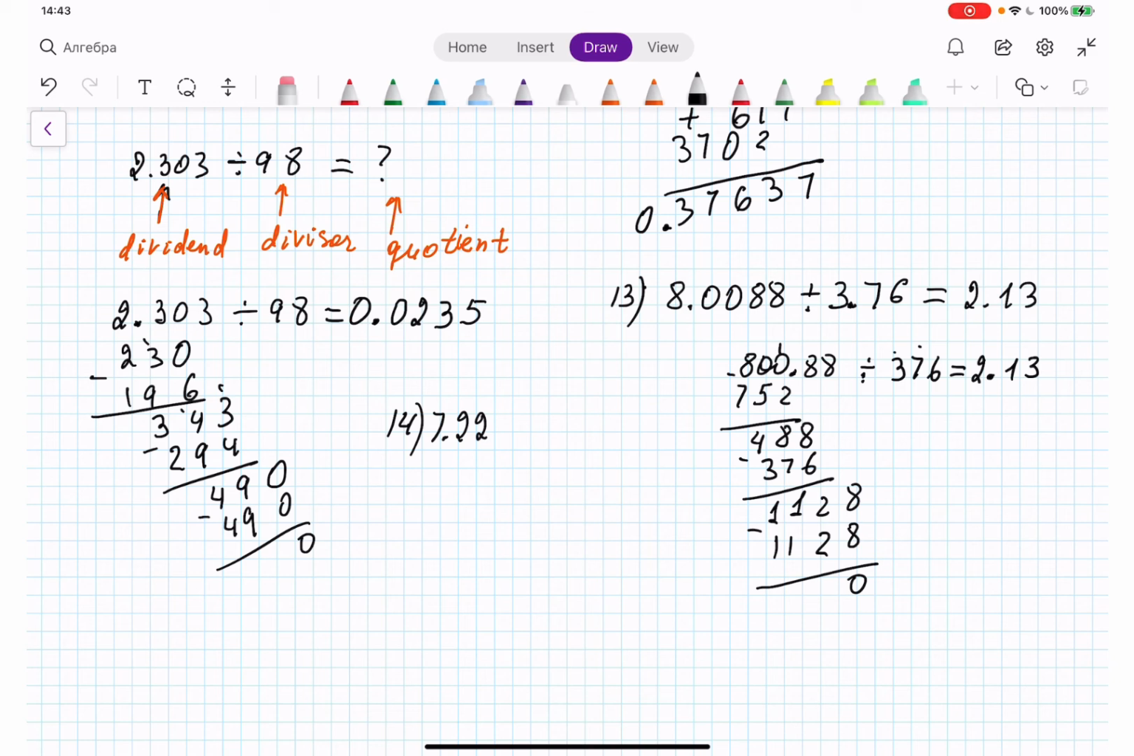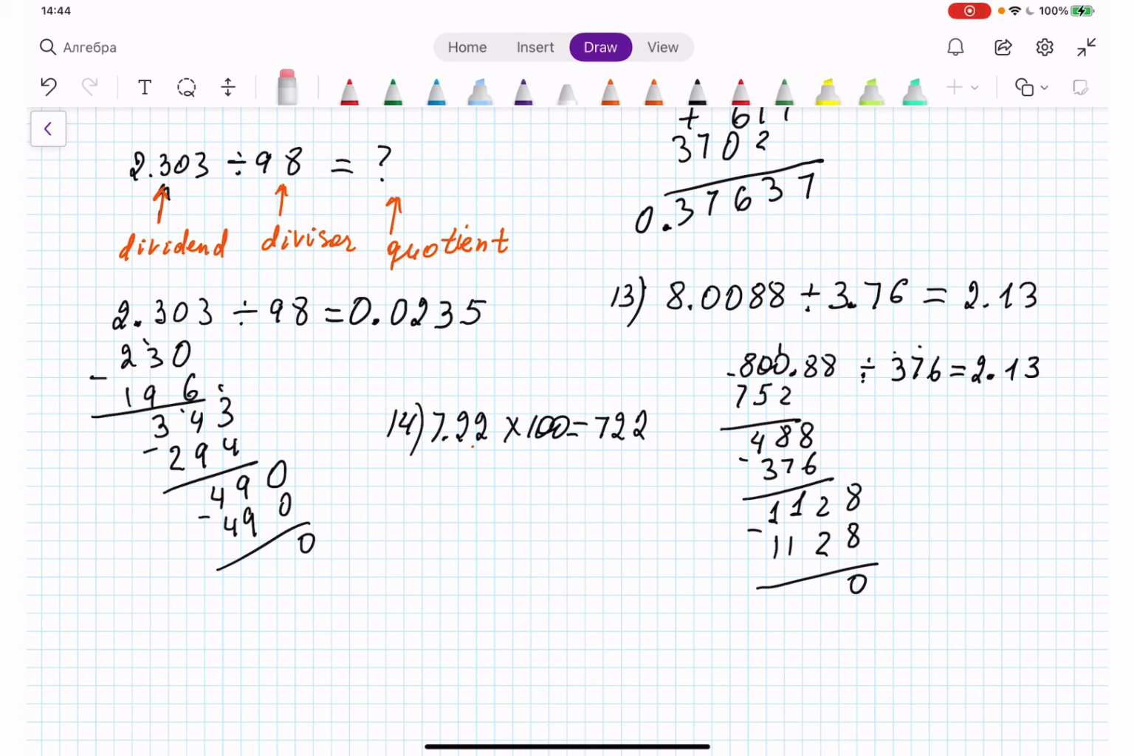7.22 times 100. Remember what I said: every time you move by 1 position to the right, you multiply by 10. So we have 100, I need to move by 2 positions, and I'm getting 722. Very easy. If I multiply by 1,000, I'm moving by 3 positions. It will be 7,220.